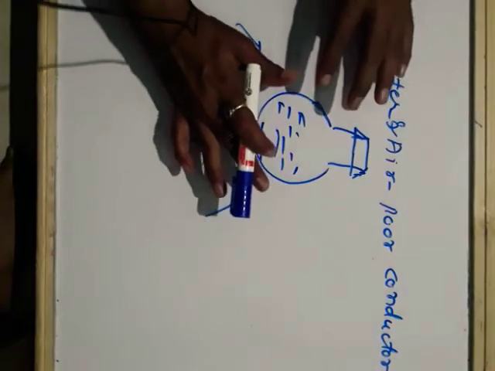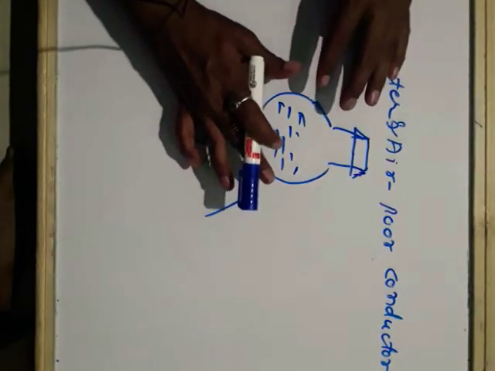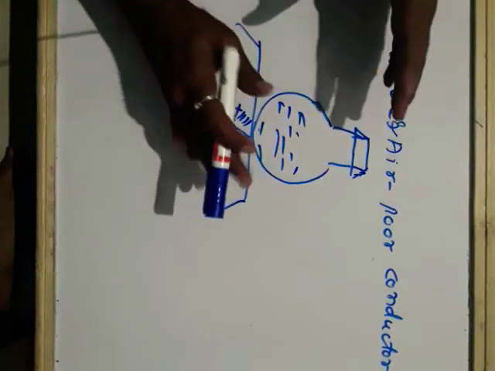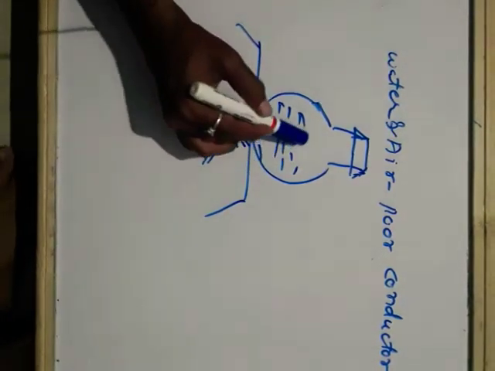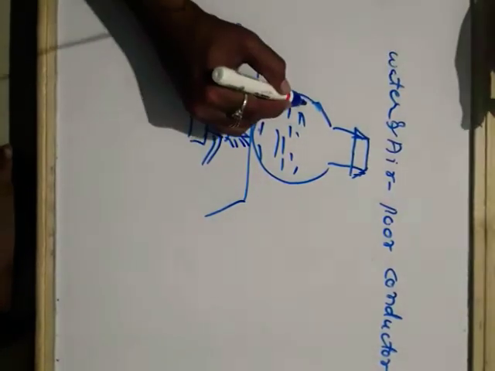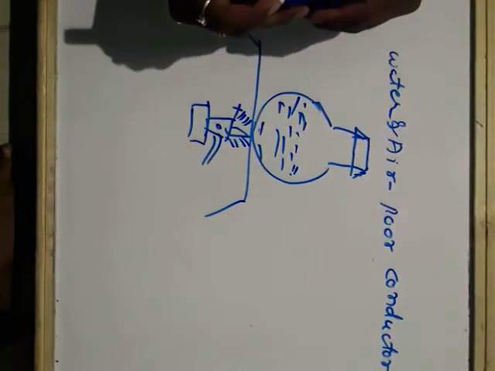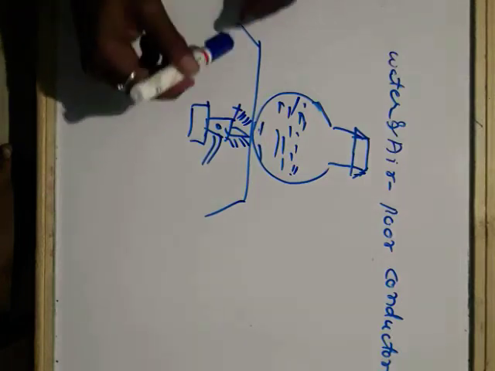So first you take a round bottom flask. If the flask is not available, you can use a beaker also. Fill it two-thirds with water. Then place it on a tripod stand.